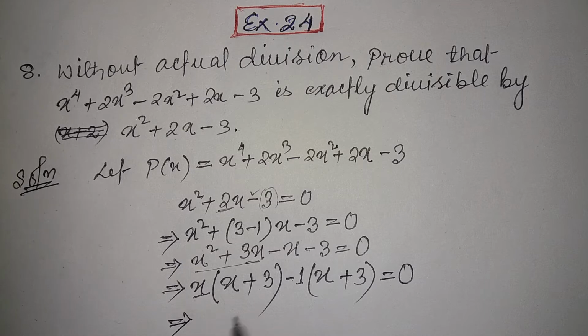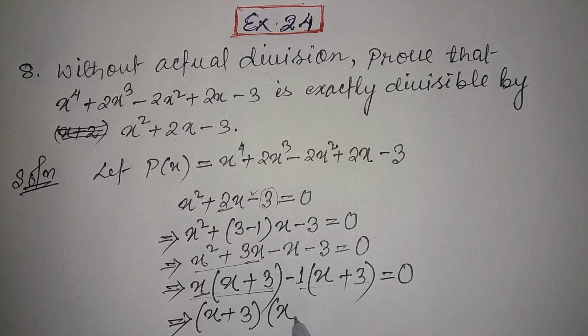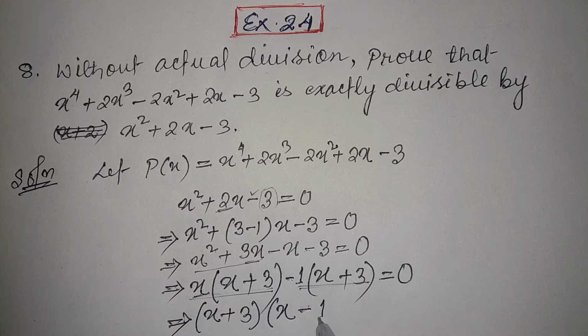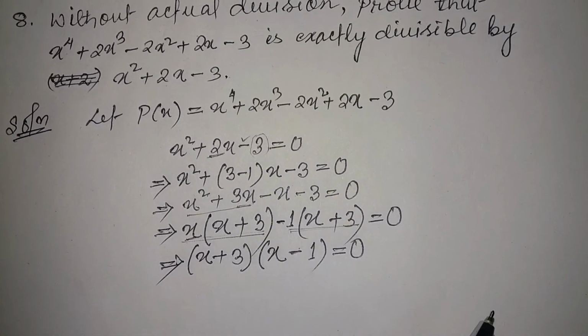Now again we have here x plus 3, here x plus 3, so we can take x plus 3 common again. Then in the first term we will get x, and in the second term, this 3 and this 3 cancel out, so you get 1. So this is equal to 0.